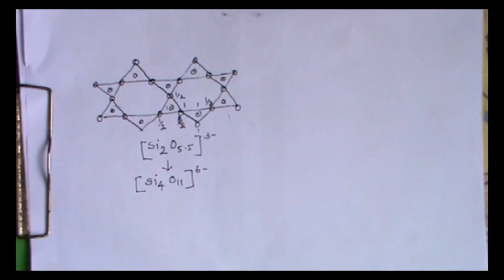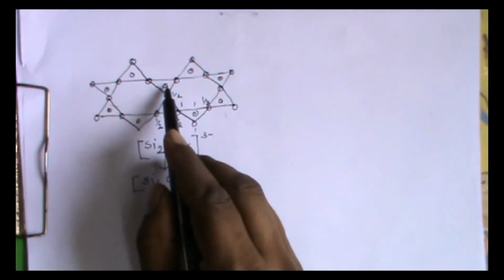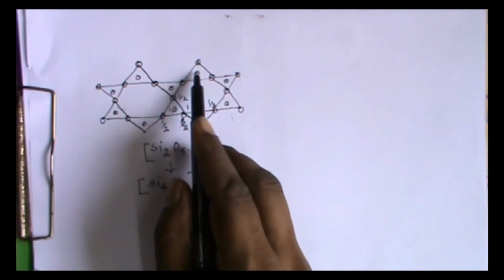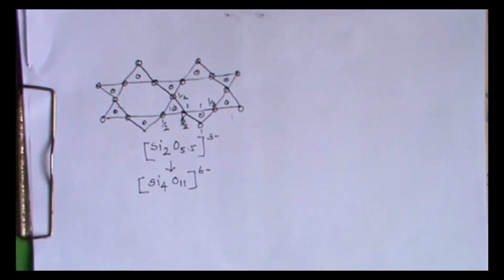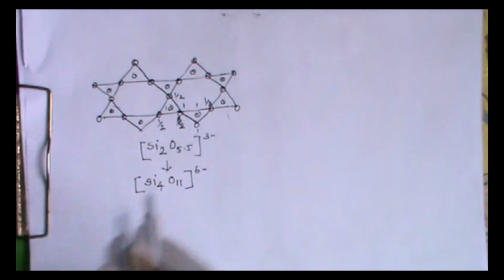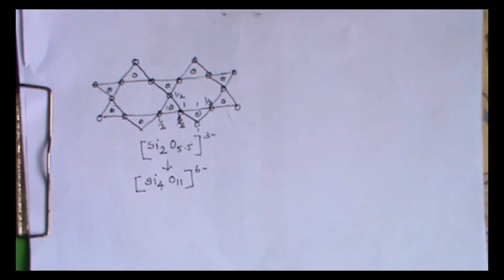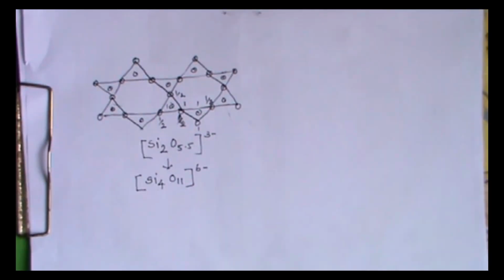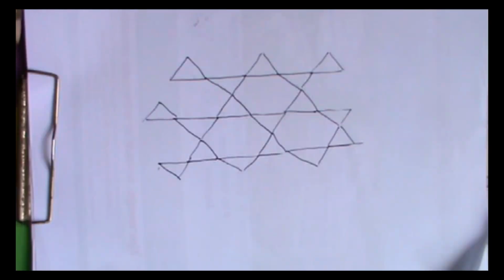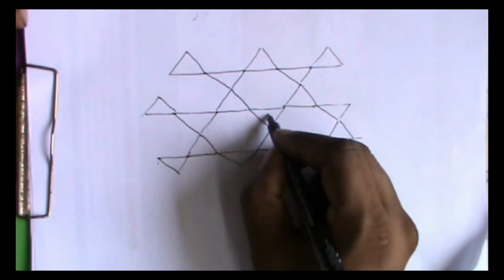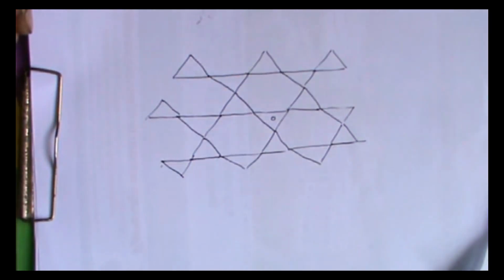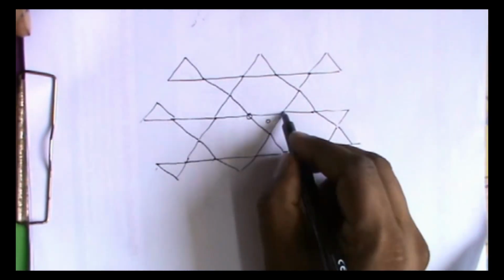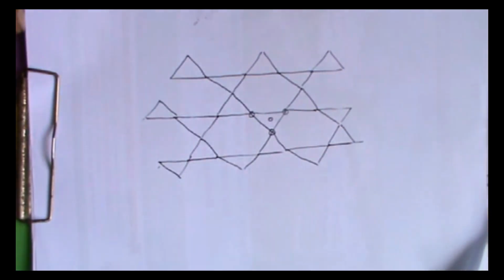It is also possible to get a sheet-like structure. Here in one tetrahedral unit, 3 oxygen atoms are shared. In another one, only 2 are shared. Suppose you place one more chain here, in that case, in this also all the 3 oxygen atoms will be shared. They are referred to as sheet silicates. Here 3 oxygen atoms will be shared. You can take any tetrahedral unit. 3 oxygen atoms will be shared to give a sheet-like silicate.